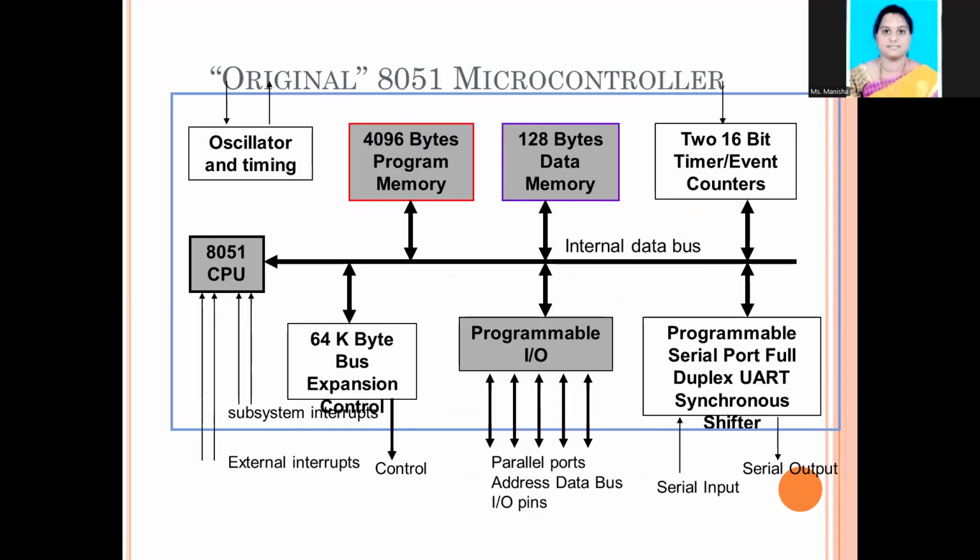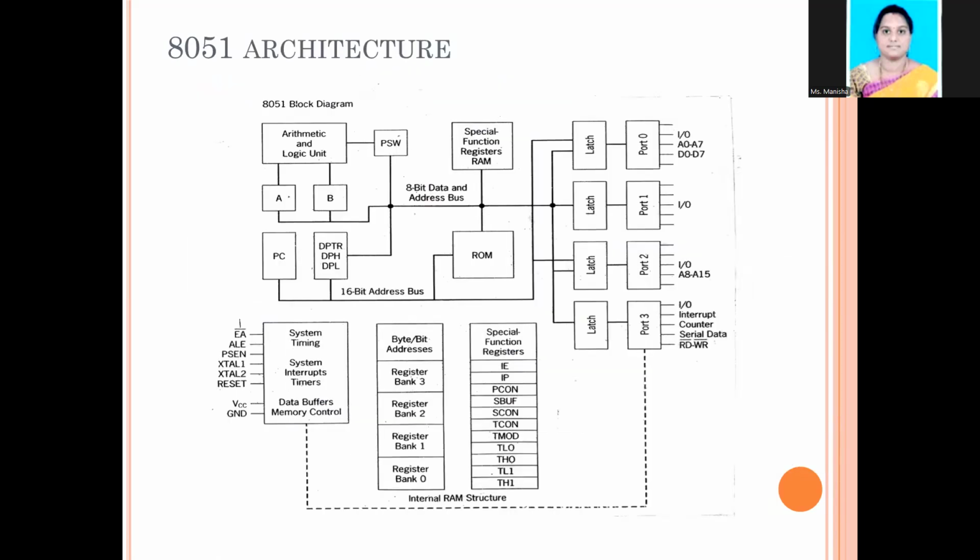The original 8051 microcontroller has an oscillator and timer, 4096 bytes of program memory, 128 bytes of data memory, and 2 16-bit timer and event counters. 8051 CPU, internal data bus, 64K byte bus expansion control, programmable input output, programmable serial port, full duplex UART, synchronous shifter.